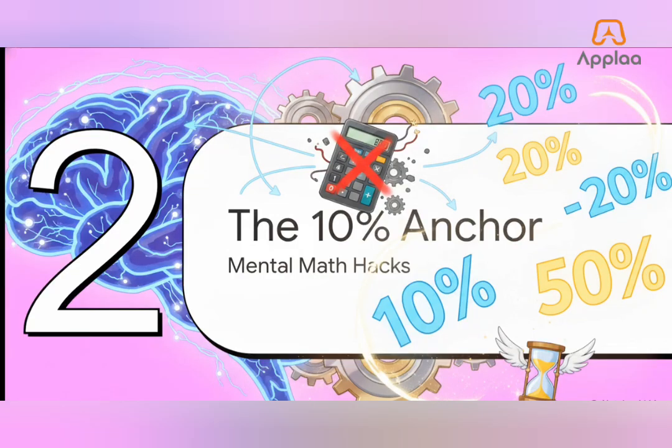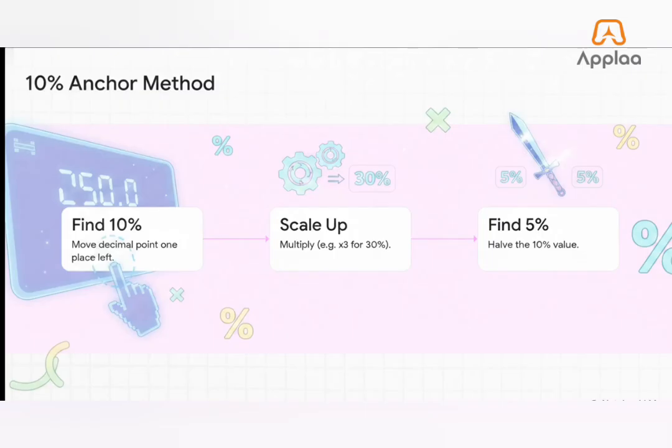Moving on to Section 2, the 10% anchor. This next hack is a real game changer because it completely bypasses the calculator for your standard percentage questions. Instead of typing everything out, you're going to build almost any percentage mentally using a 10% base unit. It's just 3 simple steps. First, find 10% by just moving the decimal point one place to the left. Second, scale it up, like multiply by 3 to get 30%. And third, if you need a 5% chunk, just halve your original 10% number.